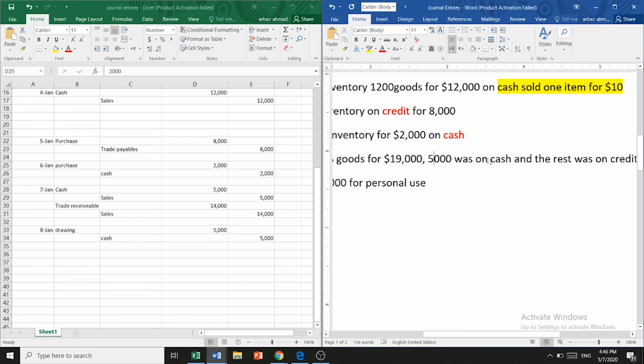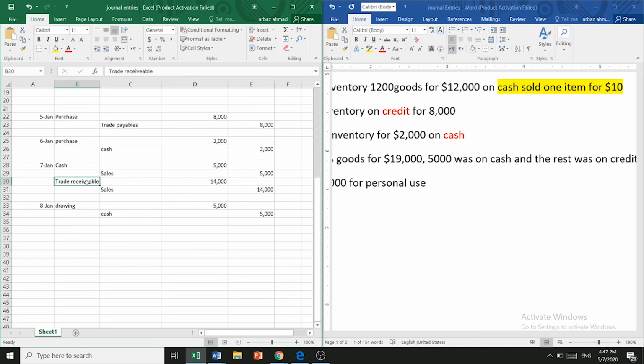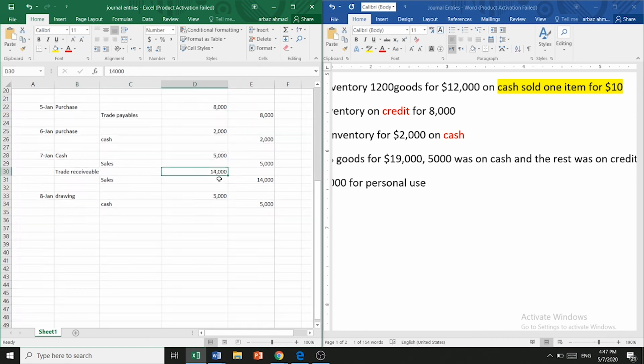So I'm going to post cash first. So cash will be debit and sales will be credit. Then I'm going to post another entry that will be trade receivable, that will be 14,000. I have to minus this from this because the total amount of goods is this, and I sold 5,000 for cash and the rest is on credit terms. Rest is on credit. So sales again is an income, it will be credit. Trade receivable is a current asset, that's why it's debit.